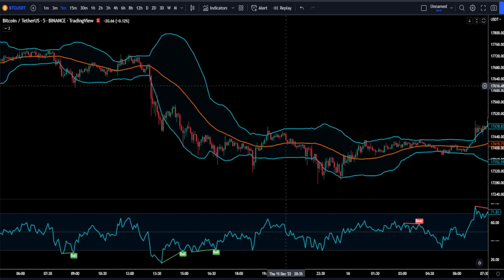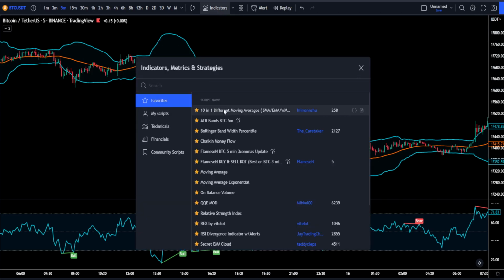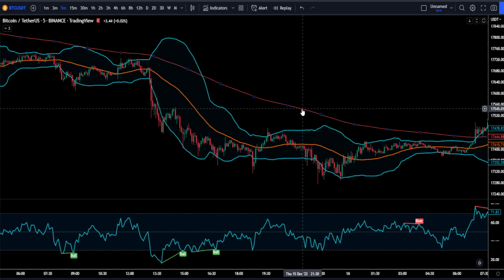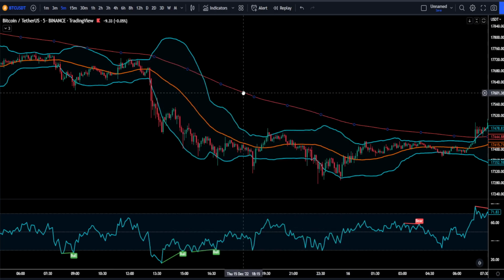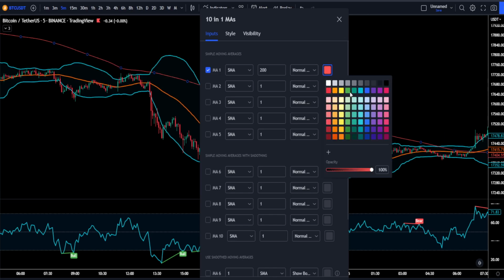Another thing you could do is to add a trend filter to this. So in our indicators section, we will be searching for 10 in 1 different moving averages. And if we double click on this, we can add our 200 SMA. We will also change the color here to make it a little more visible.